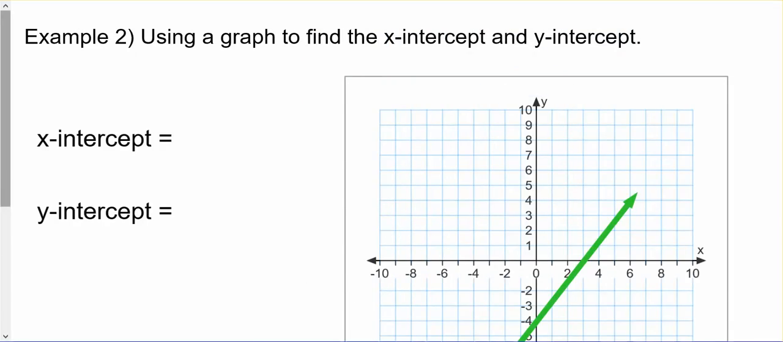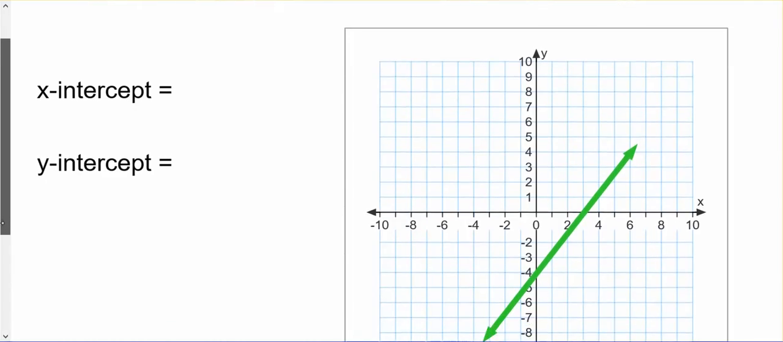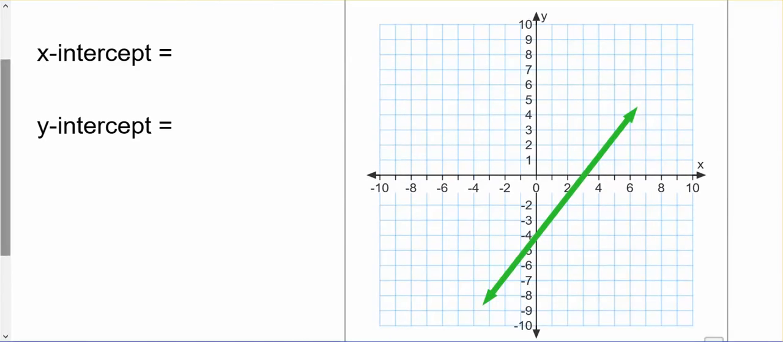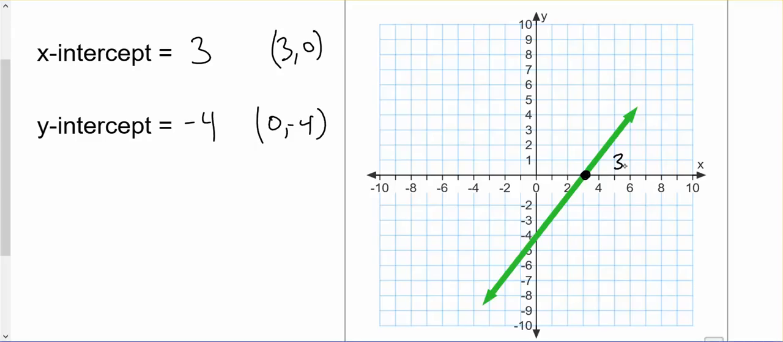Using a graph to find the x and y-intercept, we can look at this and say, what's my x-intercept? My x-intercept is 3. What's my y-intercept? -4. So this is the point 3, 0. And this is the point 0, -4.